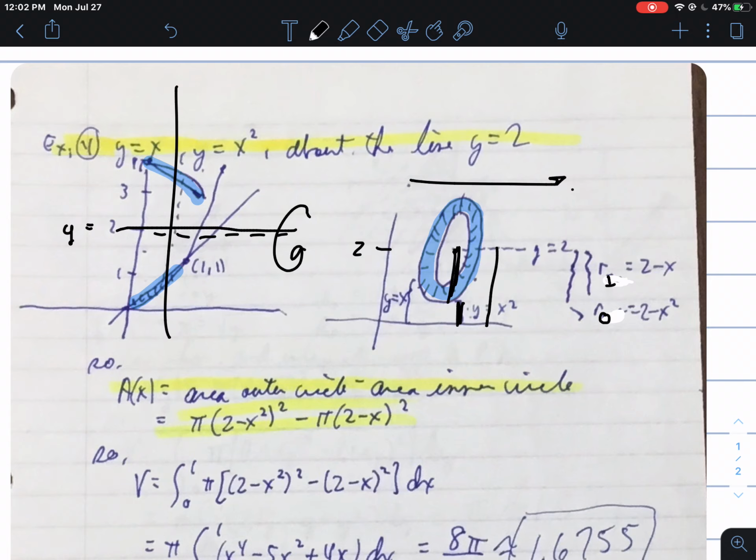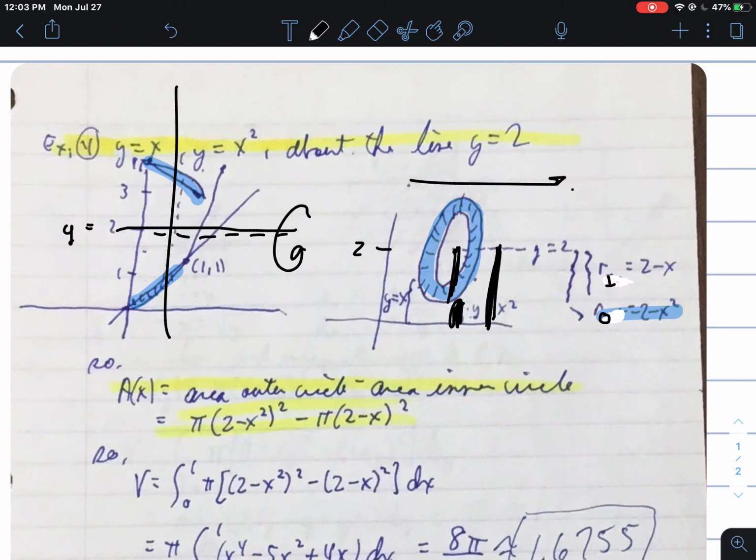Well, what's that distance? That's going to be defined by that outer curve, which is y equals x squared. So that's where I come up with this outer radius. It's 2, which is the distance from here to here, minus this distance, which is y equals x squared. That leaves me with that distance, which is the radius of that outer circle. Right? So it's a little bit more involved. It's a little bit trickier, but it's all done from observation.